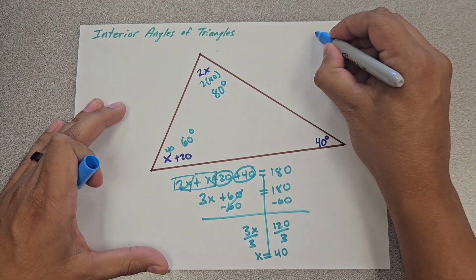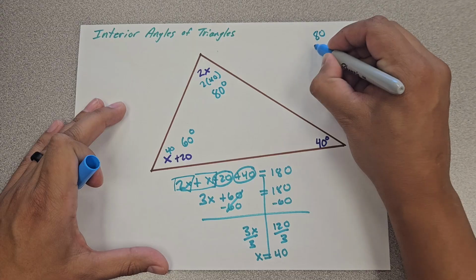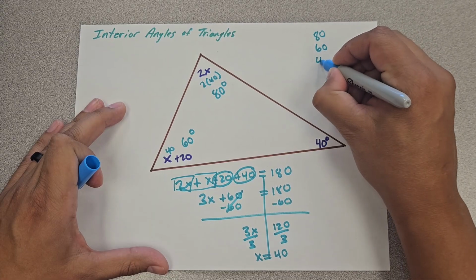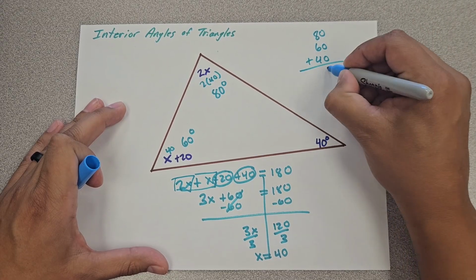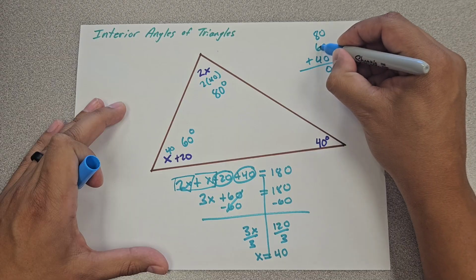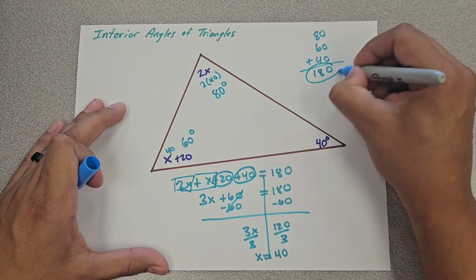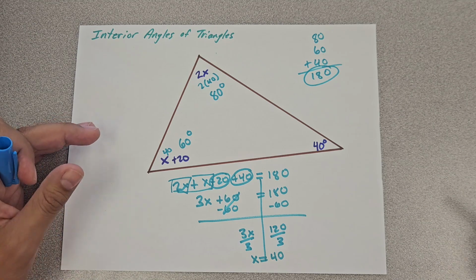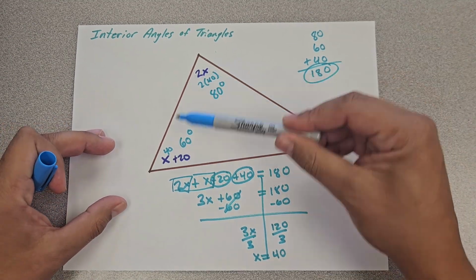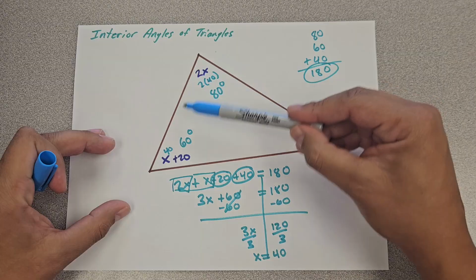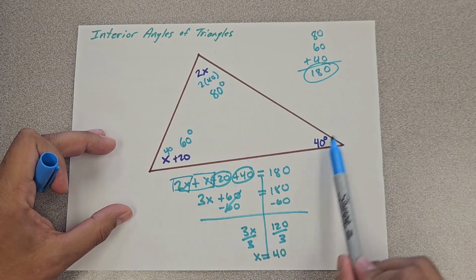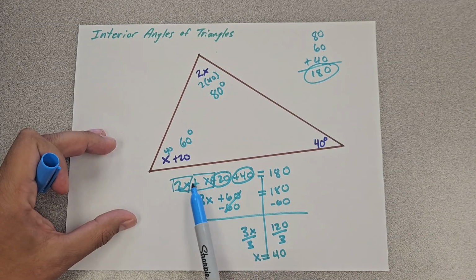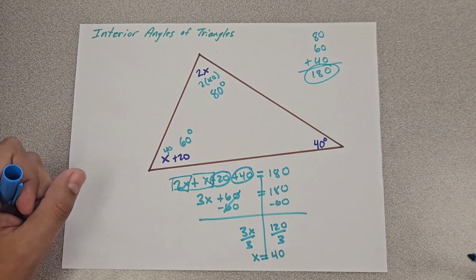Well, let's check ourselves. We got 80 plus 60 plus 40. 4 plus 6 is 10, plus 8 is 180. Those three angles add up to 180. So as you can see, even though there are variables involved in this, and we actually don't know these measurements, we can still create an equation because I know that the three angles add up to 180 and figure out what x is. Then we plug in to figure out what the angles are.